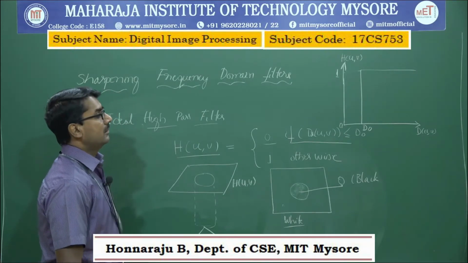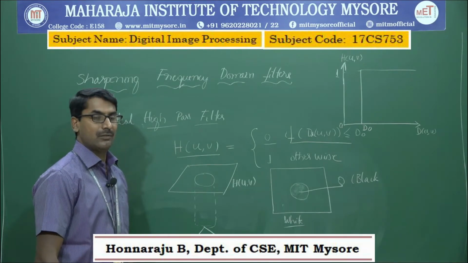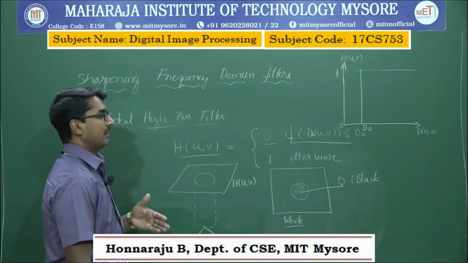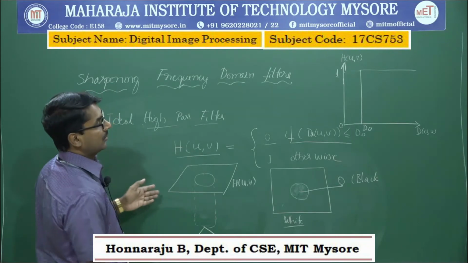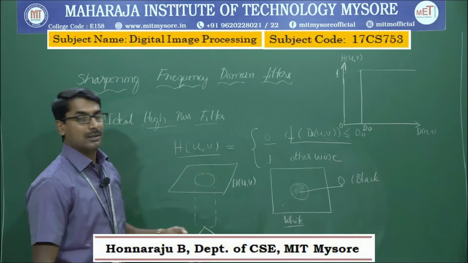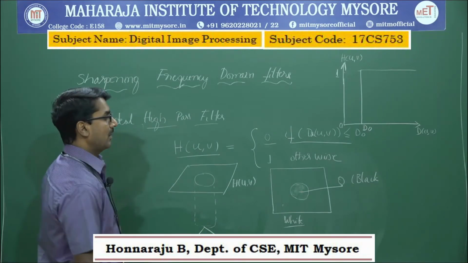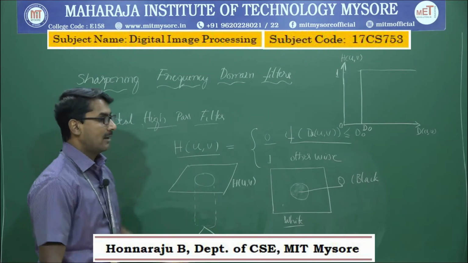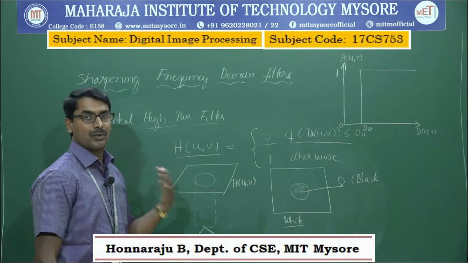So, here if the cutoff distance value D0 is small, like 5 or 3, then the blurring effect is more. If you increase the cutoff frequency value D0 above 30 or 50, then the blurring effect is less. Let's see how this ideal high pass filter works.